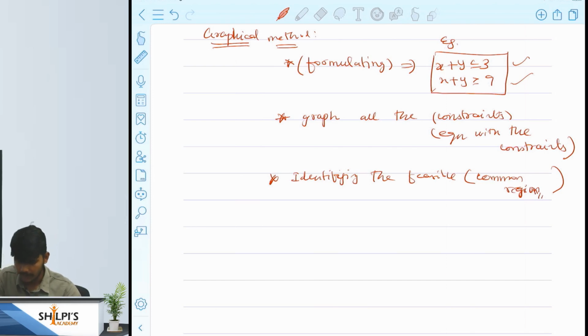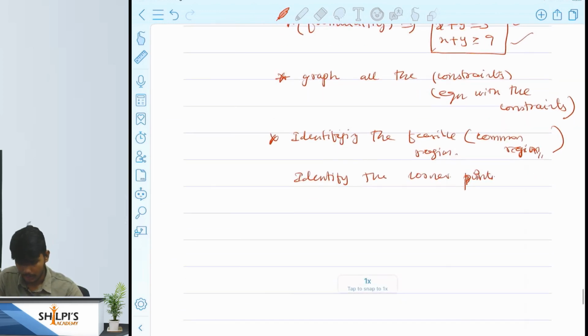So after finding the feasible region, what we will do now is identify the coordinates of the corner points. For now, just write like this, and I will explain how we are doing this and why we are doing this. I'll explain in the later part.